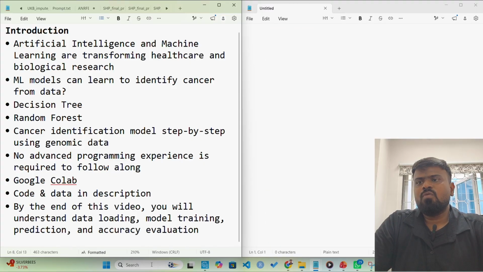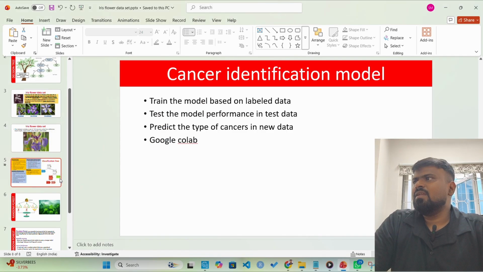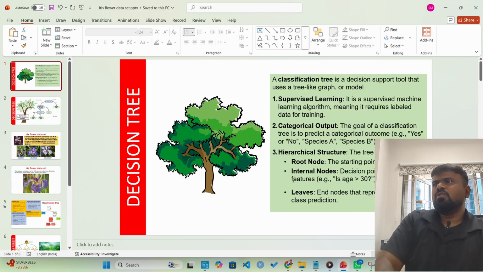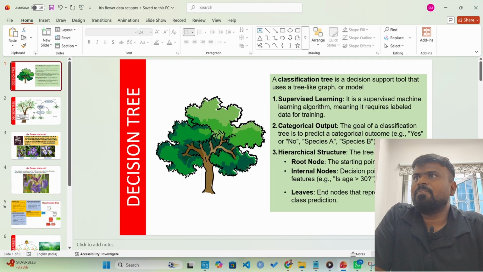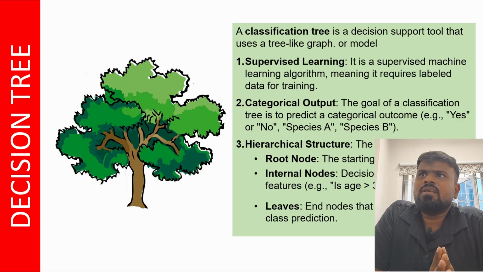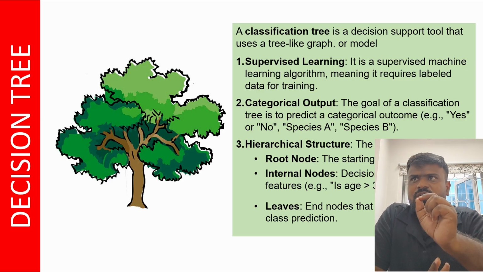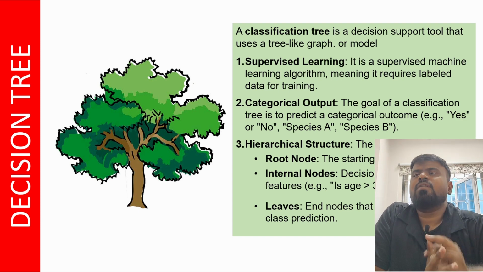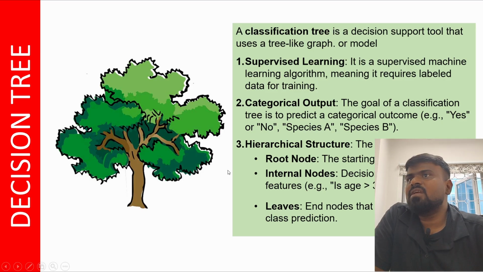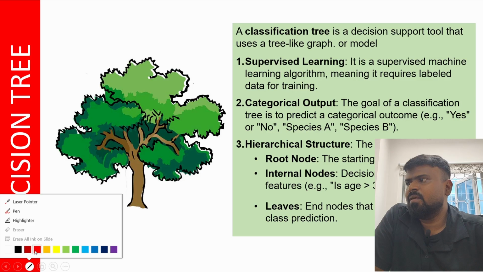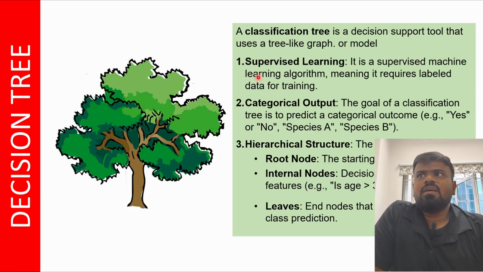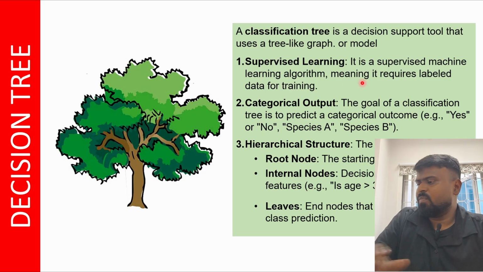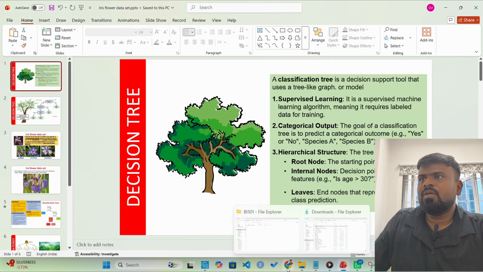Now I will explain the basics of decision tree. As you can see here, a classification tree is a decision support tool. A decision tree is also called a classification tree. A classification tree is a decision support tool that uses a tree-like graph or model. Basically it is a type of supervised learning, which means it requires labeled data. So what is labeled data? I will show it here.